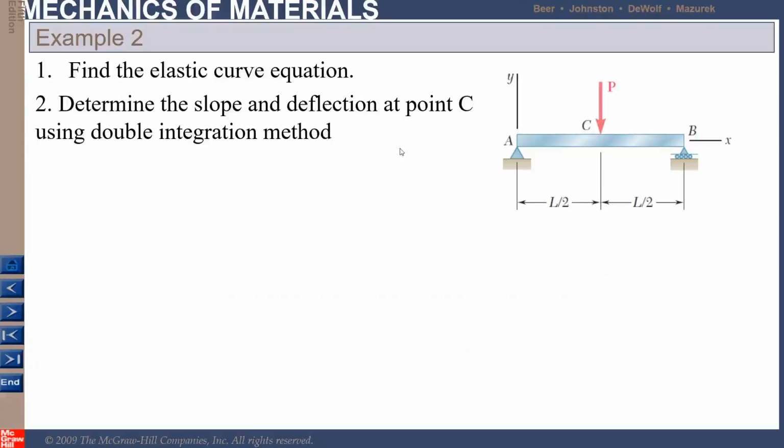Whenever you encounter this type of question, what you need to do is always find the reactions at A and also at B. We know that we have RA here and we also have RB here. You can use equilibrium to find these values. Let's try to find it on your own first. You can pause the video in order to find the values of RA and RB.